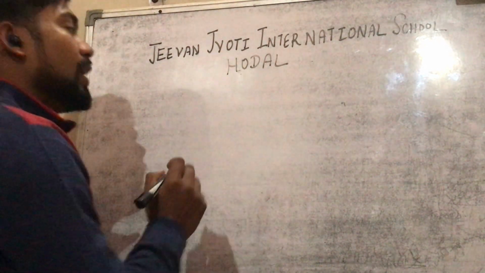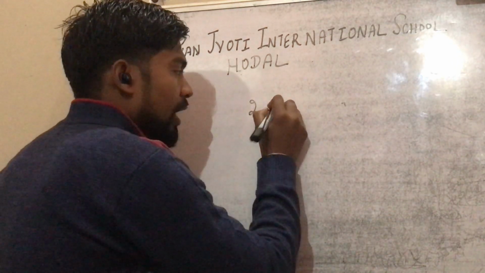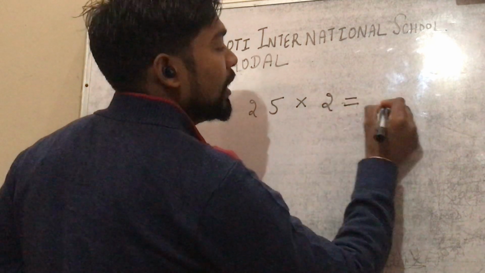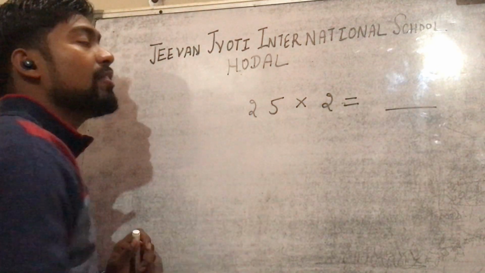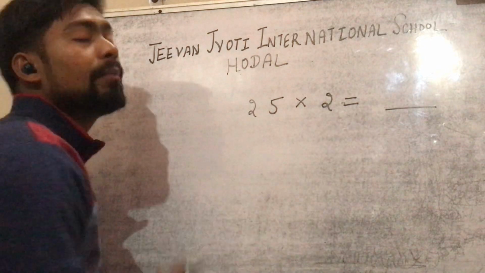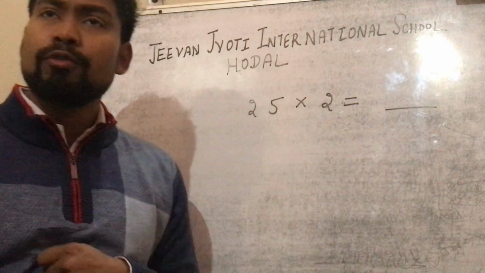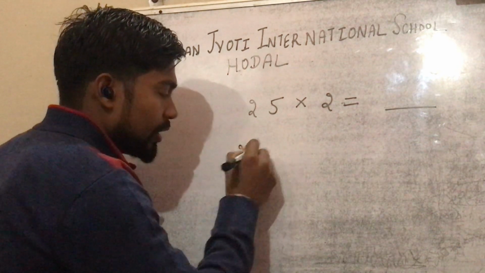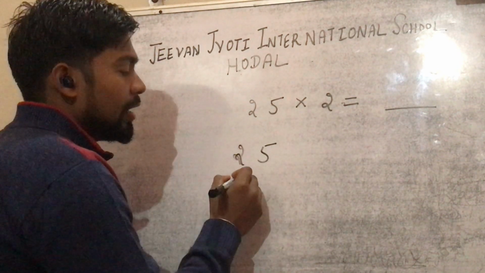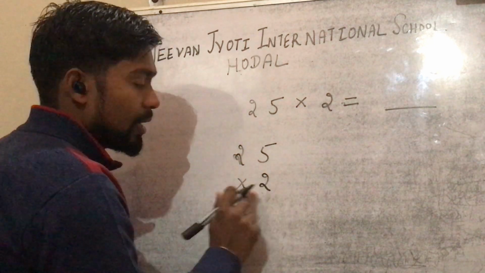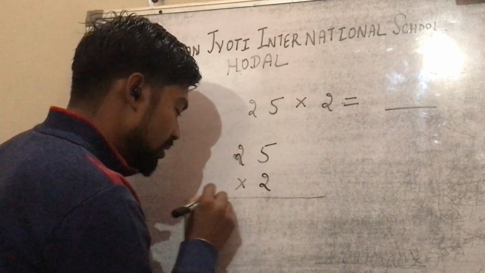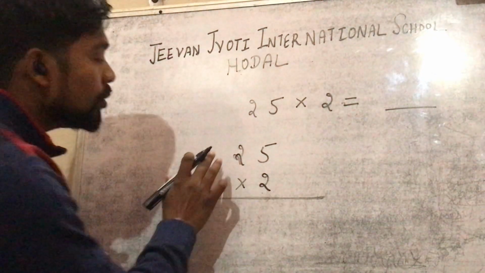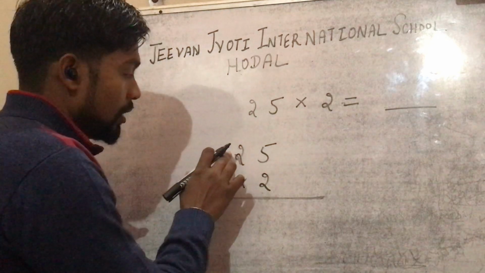Now, multiplication. I have written 25 multiplied by 2. I have to find the product. 25 is the multiplicand, 2 is the multiplier, and we have to find the product. So the multiplicand is written here, 25, and the multiplier will be written here as multiplied by 2. You all write in this form. Okay, you all know how to multiply this.